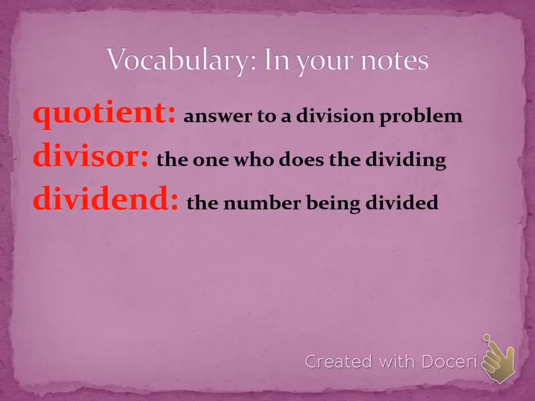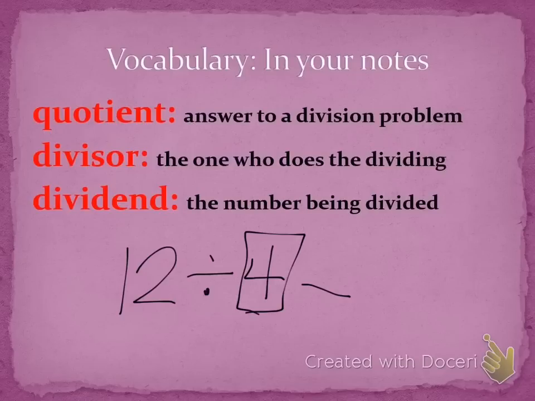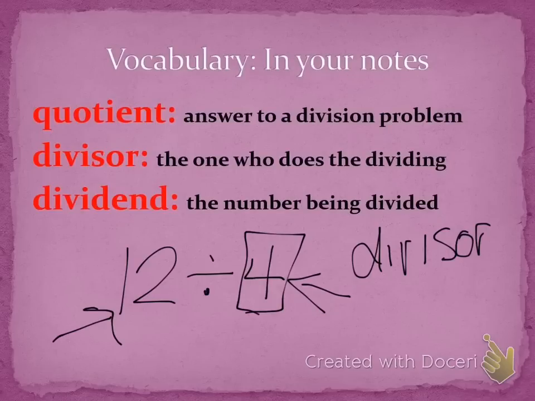So for example, if I have the number 12 divided by 4, the divisor is the one who does the dividing. So the 4 is my divisor, because that is the one who's actually doing the dividing. The dividend is the number being divided. So the 12 is my dividend.